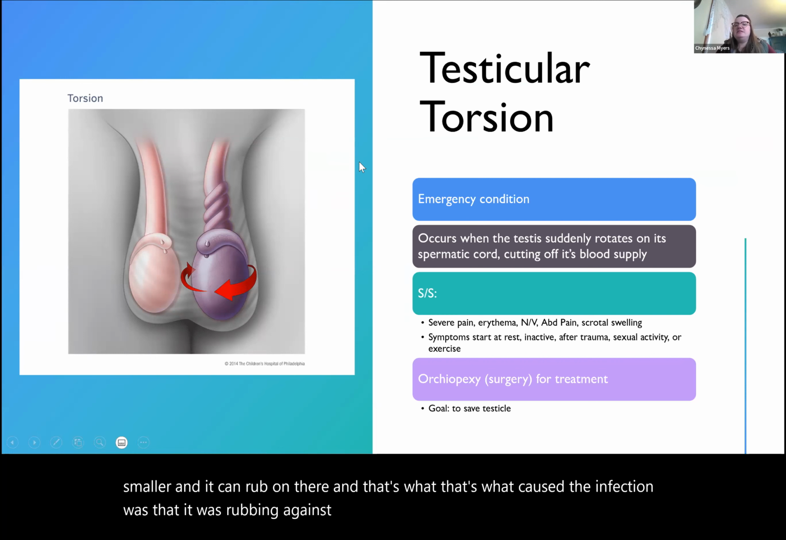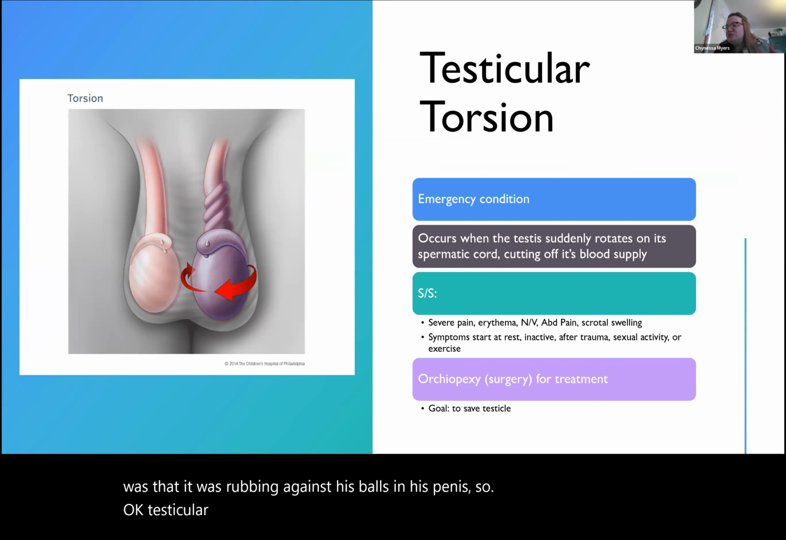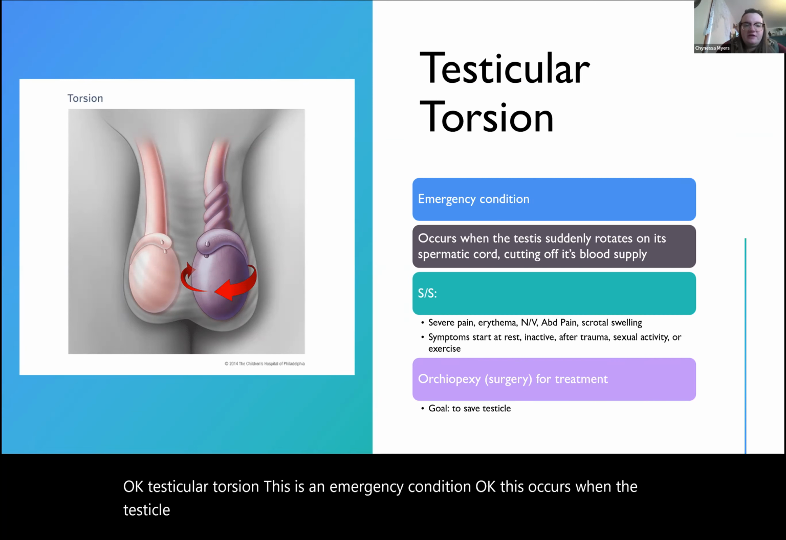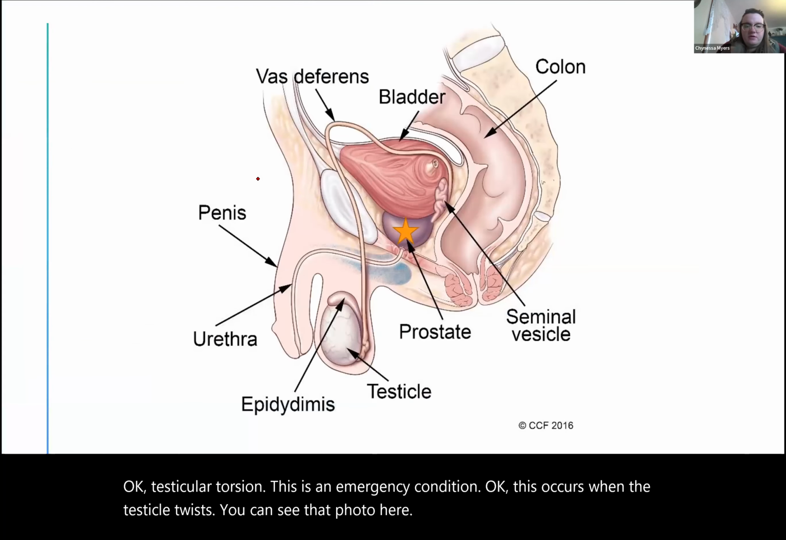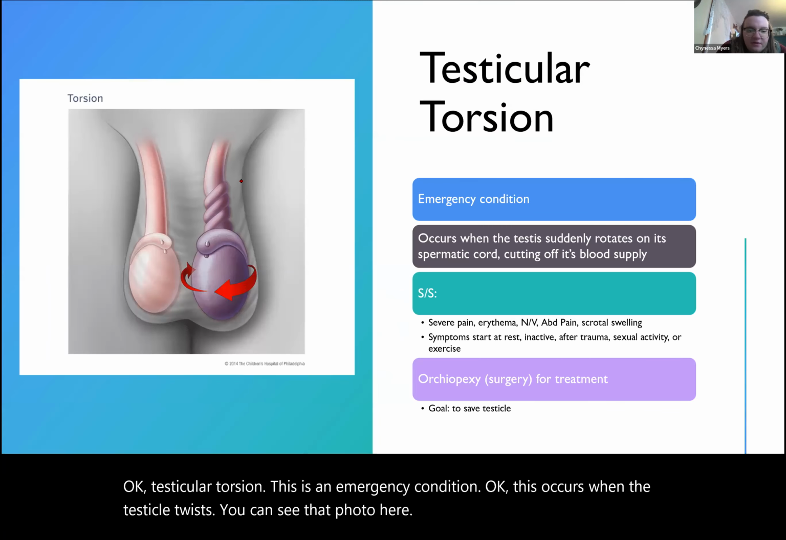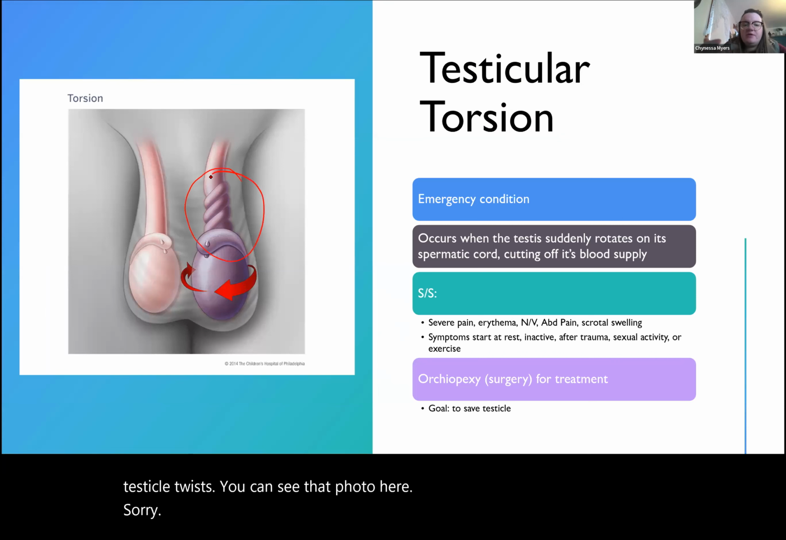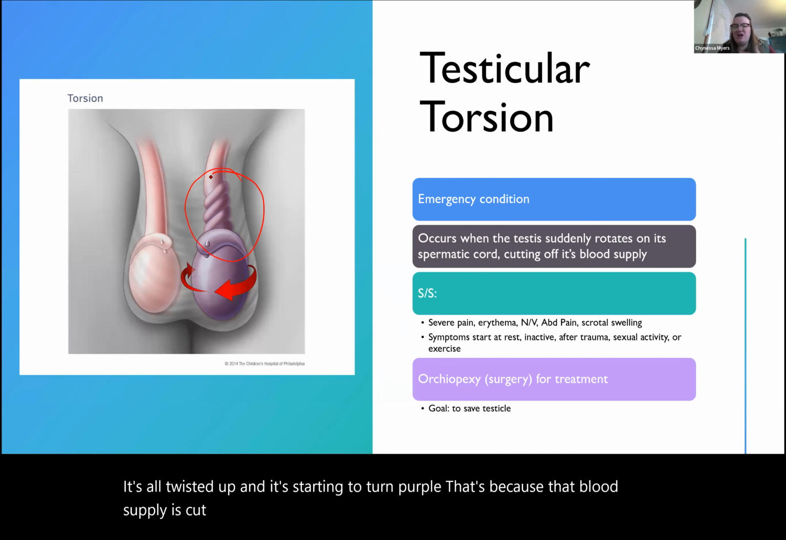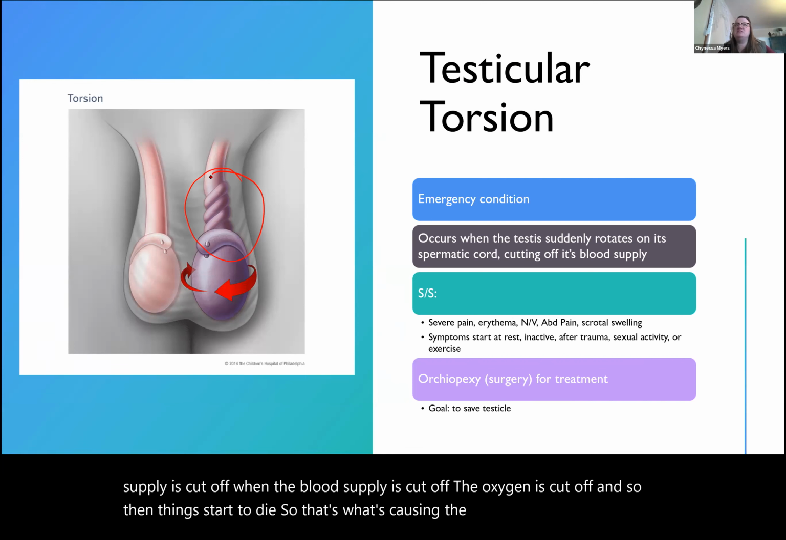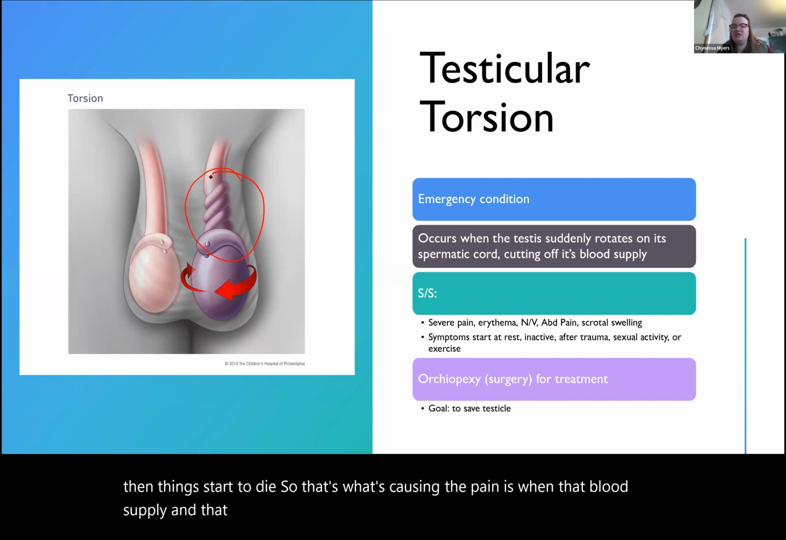Okay. Testicular torsion. This is an emergency condition. This occurs when the testicle twists. You can see that photo here. It's all twisted up and it's starting to turn purple. That's because that blood supply is cut off. And when the blood supply is cut off, the oxygen's cut off. And so then things start to die. So that's what's causing the pain, is when that blood supply and that oxygen supply is cut off to the testicle. We get severe pain.